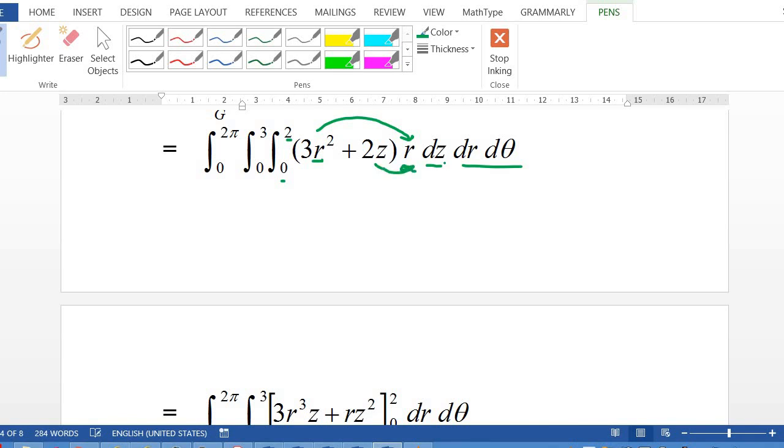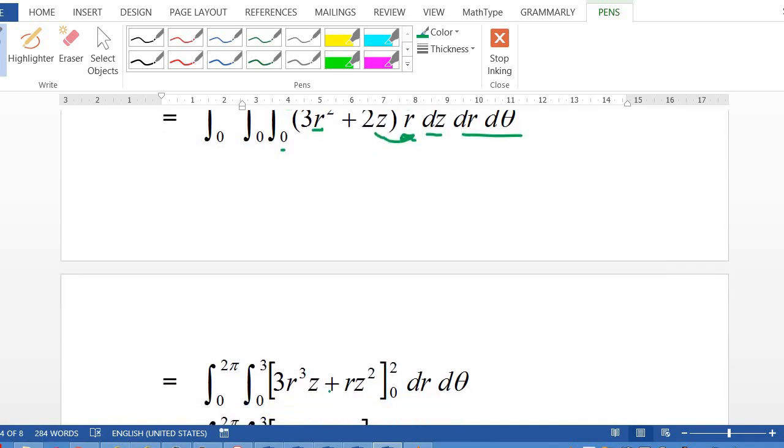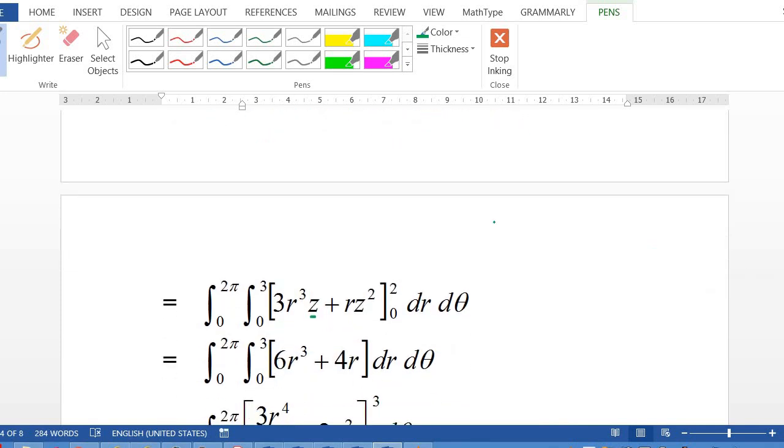3r cubed, integrate with respect to z. So you have 3r cubed multiplied by z, plus 2z r dz. You will get z r squared. Integrate with respect to z, so you have z squared r. Now integrate with respect to r. Plug the limit into z, because we integrated with respect to z just now. So you get 3 times 2, 6r cubed. Plug into z, so 4r. When you plug in 0, everything gets 0.